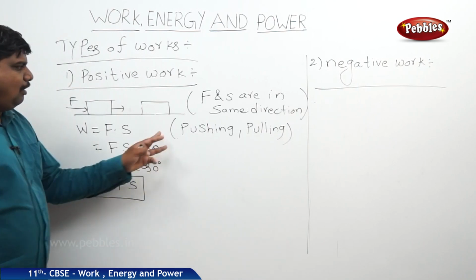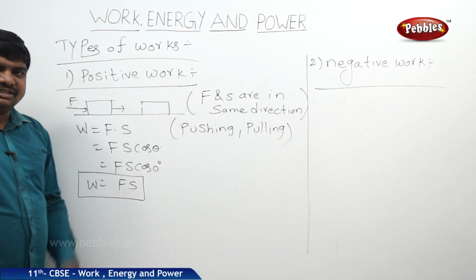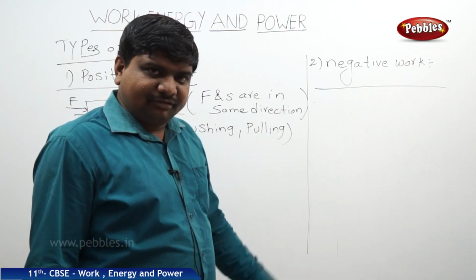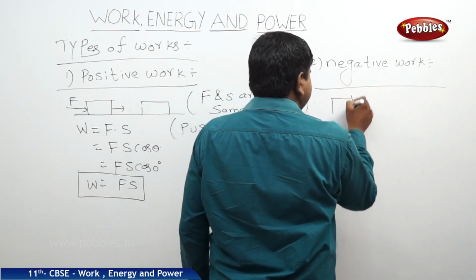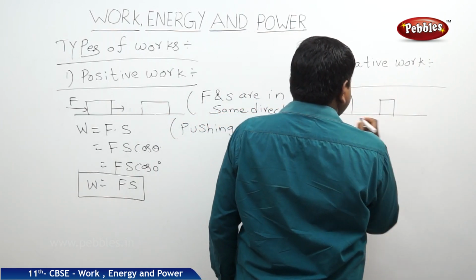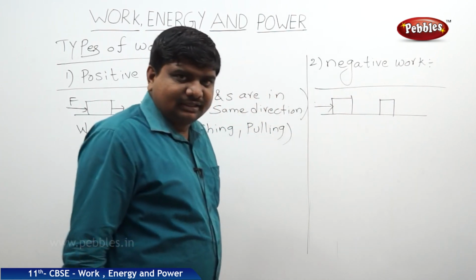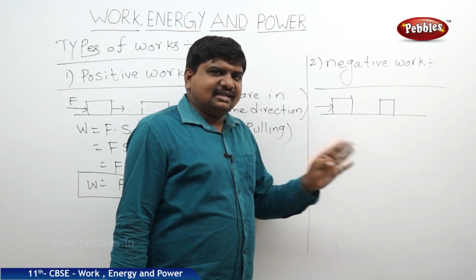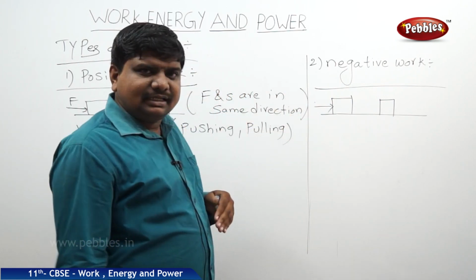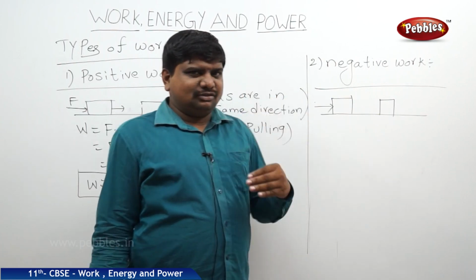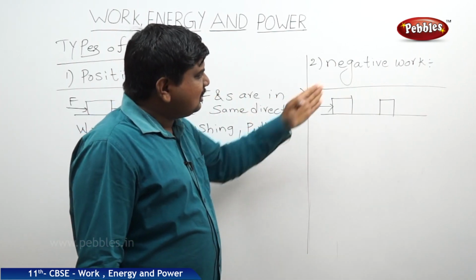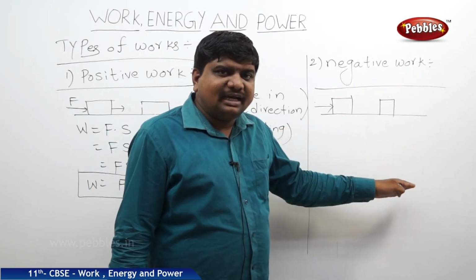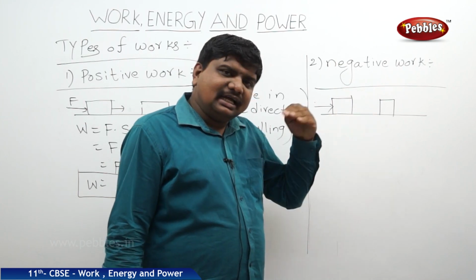If force and displacement are both in the same direction, it is positive, but if force and displacement are anti-parallel to each other, that is said to be negative work. We will see one example. Suppose force is applied in the forward direction, but the body moves in the opposite direction. Generally this case is not possible, but some cases, like virtual forces which are not visible to our imagination, cause negative work. That means we are applying the force in the forward direction, but the work is done in the opposite direction.